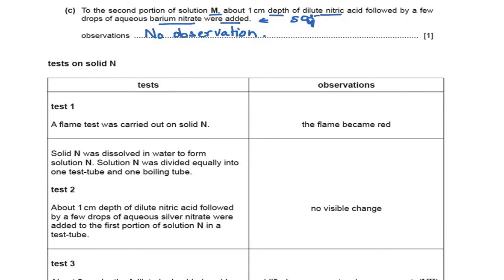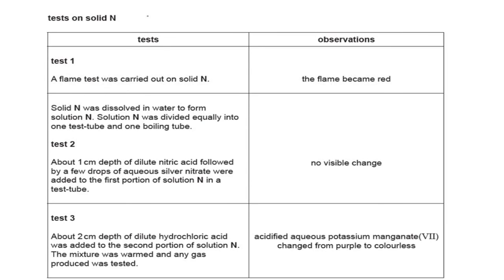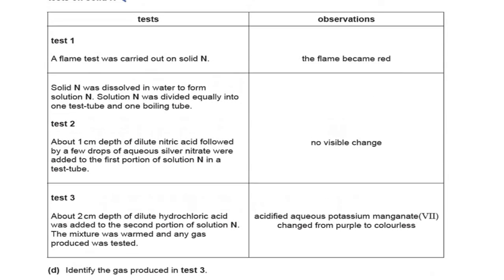Now let's go ahead with the next part where the tests on solid N are shown. The test with solid M is already done and we have written the observations. Now the tests for solid N are given and we need to find out what solid N is. So let's have a look at all the tests and deduce what solid N is. Now a flame test was carried out on the solid and the flame becomes red. So it's a red flame, we can say that.